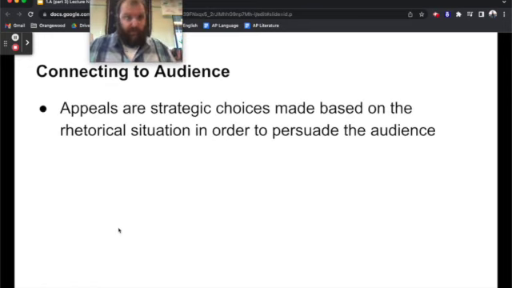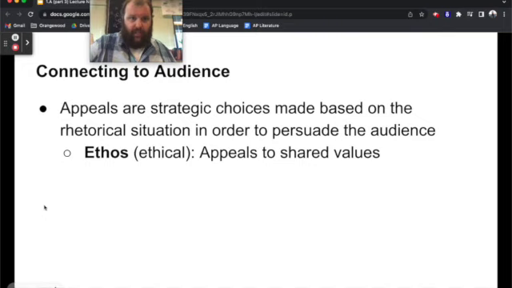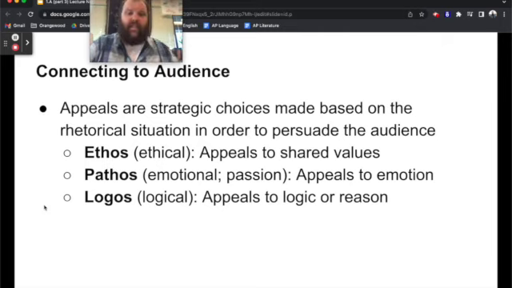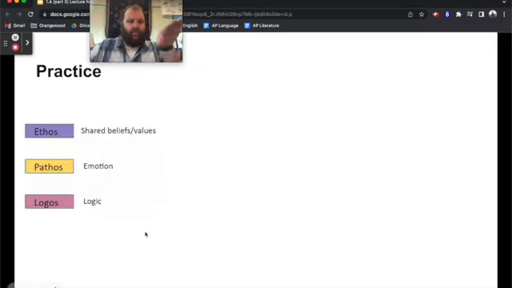Uses those appeals. So appeals are those strategic choices made based on the rhetorical situation in order to persuade the audience. Specifically, remember, we have ethos, which is our appeals to shared values. We have our pathos, which is appeals to emotion, right? The heart. And then logos appeals to logic or reason. All right. So those are over on the left, just to kind of give you a reminder.